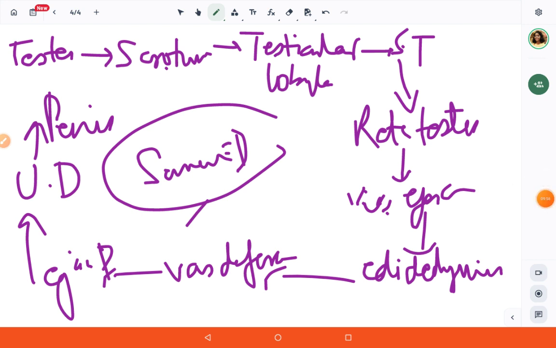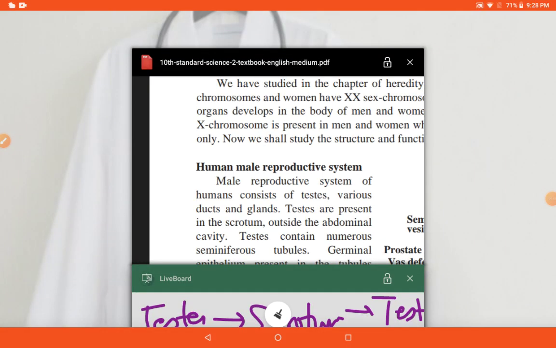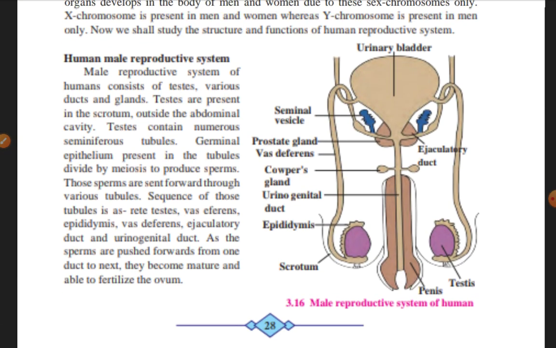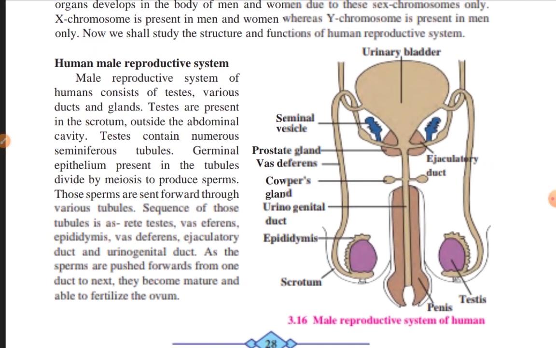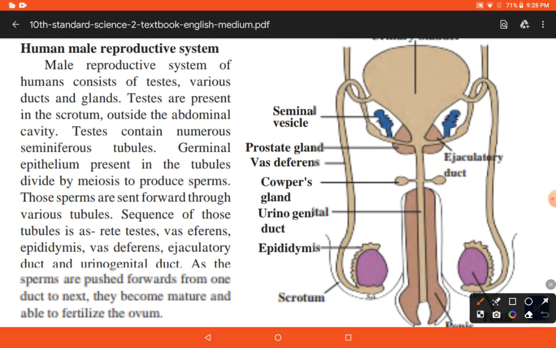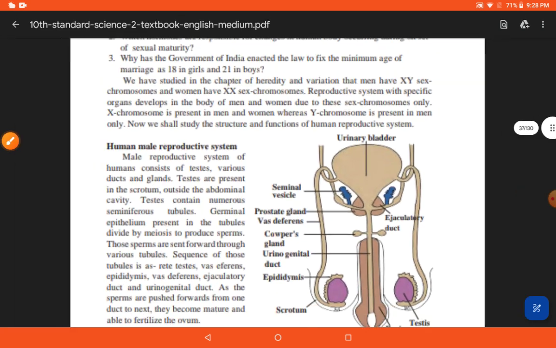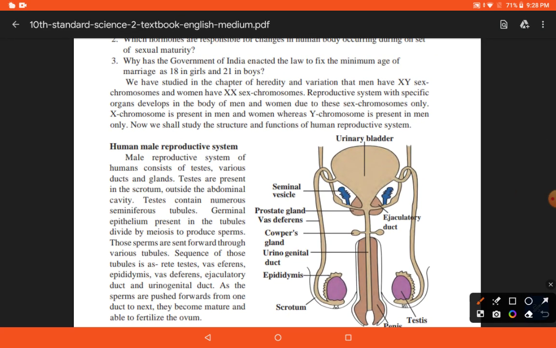Now let us go through the book. What's given over here? The male reproductive system I have already told you. Let's look at this diagram once. In this diagram we have the urinary bladder, right? Seminal vesicles are there, accessory glands. This is the ejaculatory duct, the prostate gland is here, the vas deferens, and this is the Cowper's gland. The epididymis is here, then the urogenital tract. Scrotum, penis, testis, all this we have discussed.